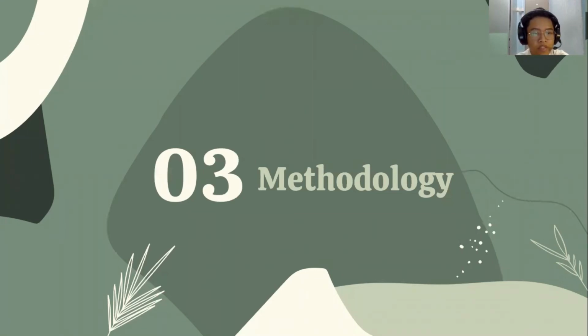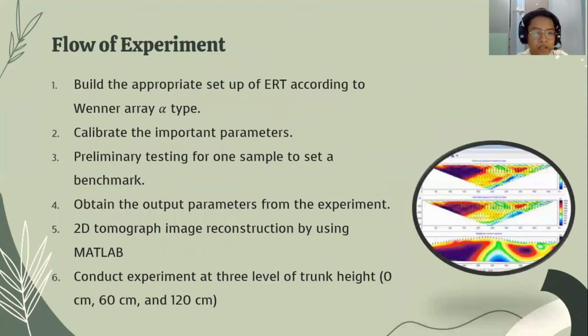And chapter 3 will be the methodology that will be implemented to achieve the objectives of this study. So this is the flow, or steps, of doing the experiment. It starts with the arrangement of electrodes according to the Wenner alpha array type, which will be explained in the following section.